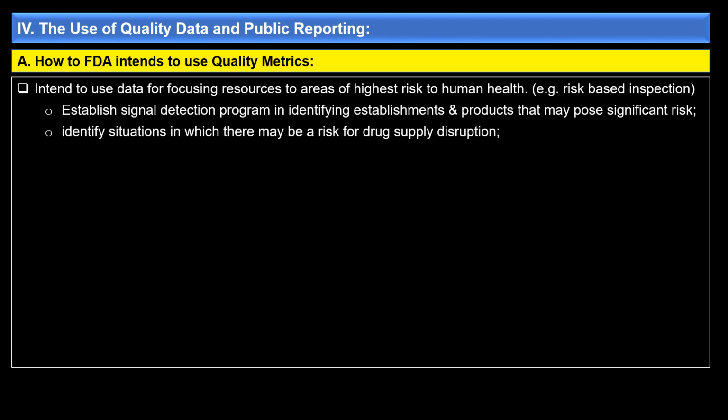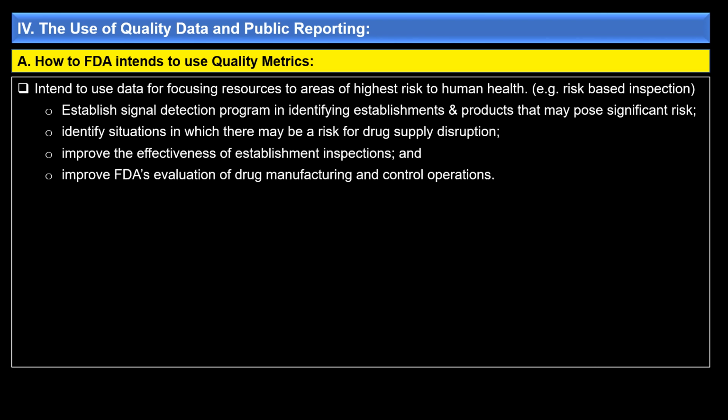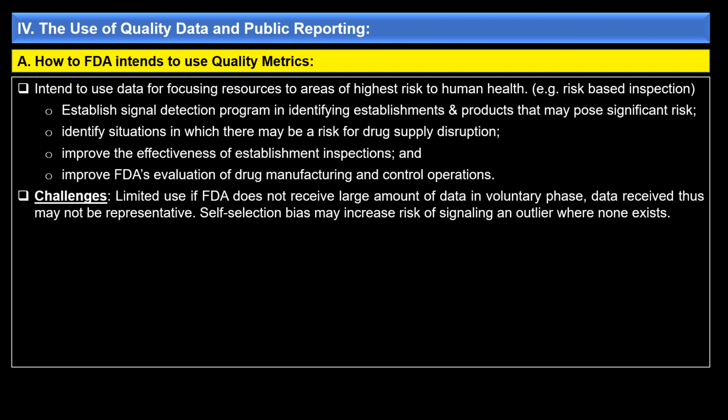They intend to identify situations where there are drug supply disruptions, improve the effectiveness of the inspection program, and improve FDA's evaluation of drug manufacturing and control operations. FDA foresees a challenge: this exercise will be limited if a large amount of data is not received in this voluntary reporting phase. Hence, the data may not be representative.